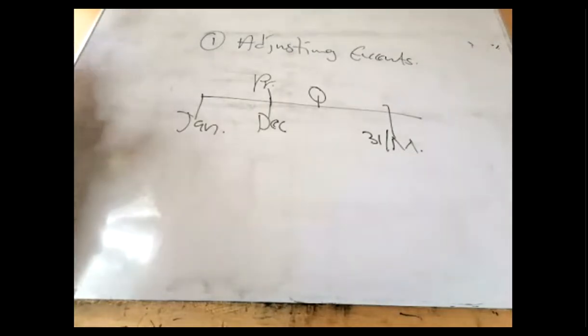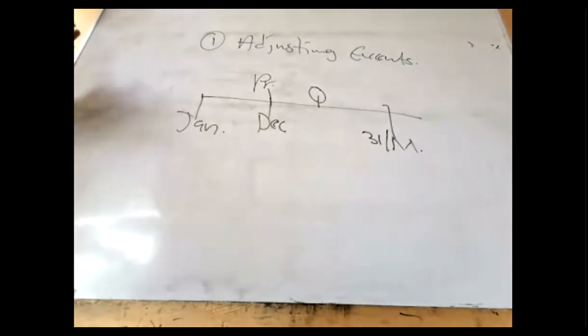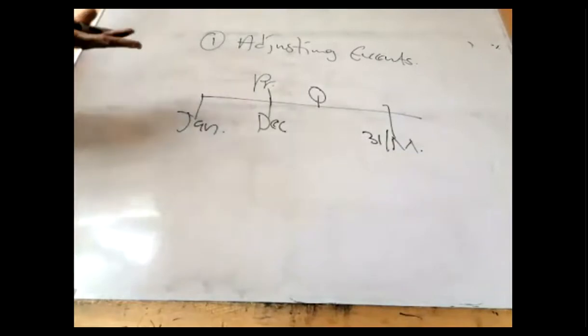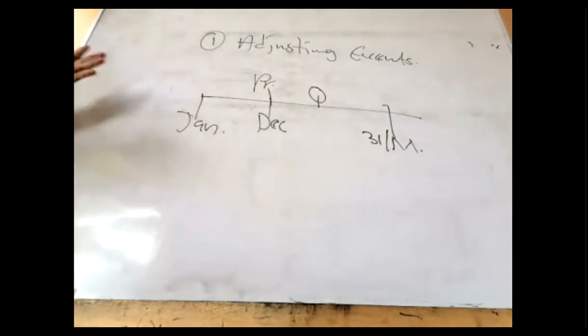It has not fully materialized. The transaction itself has not taken place yet, so there's no evidence of it. It has not given us any evidence for us to record, even though it exists. Until it shows itself fully to us, we cannot record it. So it exists before the year end. That is what the adjusting event basically is.